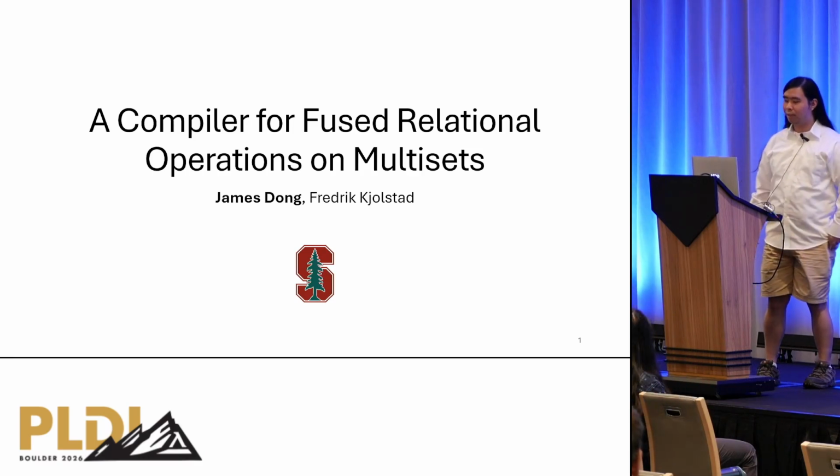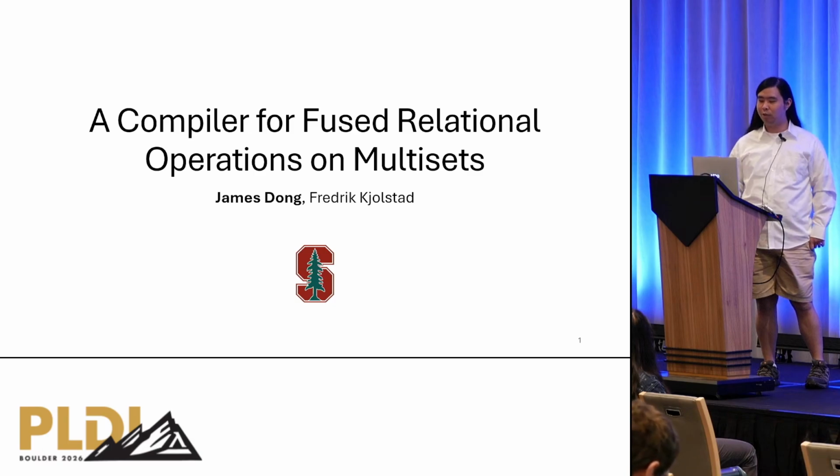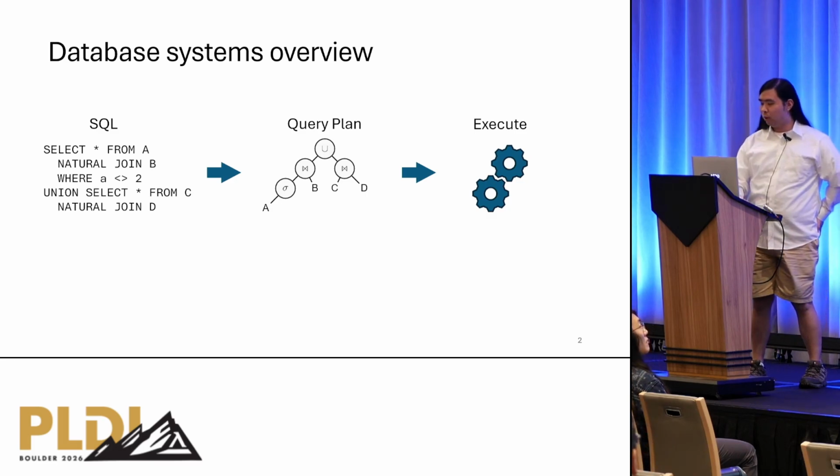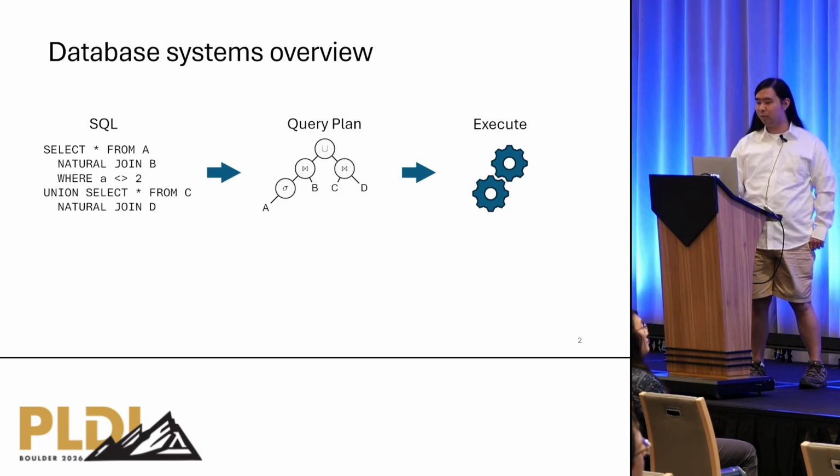I am James Dong, and I'll be presenting my work on a compiler for fused relational operations on multisets. So first I'll give an overview of database systems, where relational databases are ubiquitous in modern software due in part to the flexibility of the relational model being suitable for many domains.